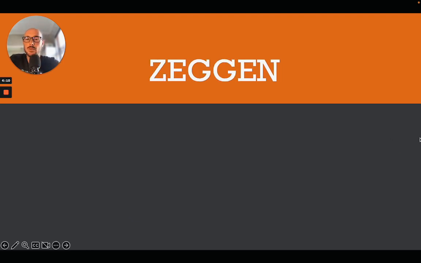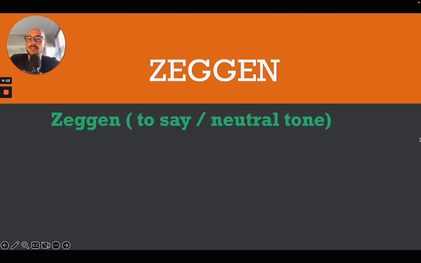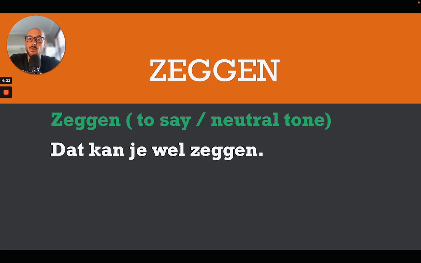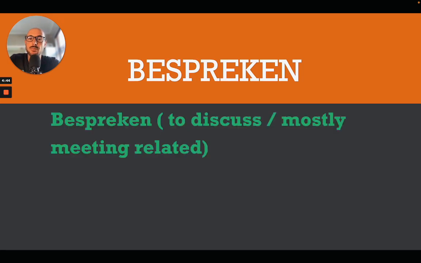So now we continue with zeggen. Zeggen is basically to say. It's a neutral tone. So basically you state something, you say something, that would be zeggen. Let's take a look at the examples. Dat kan je wel zeggen. You can say this, alright. Zeggen, to say, pretty neutral, pretty straightforward. And the next one is, ik zeg niets meer. Freely translated, I won't say anything anymore. So again, I won't state, I won't say anything anymore. So it's a neutral tone. Zeggen, pretty straightforward.